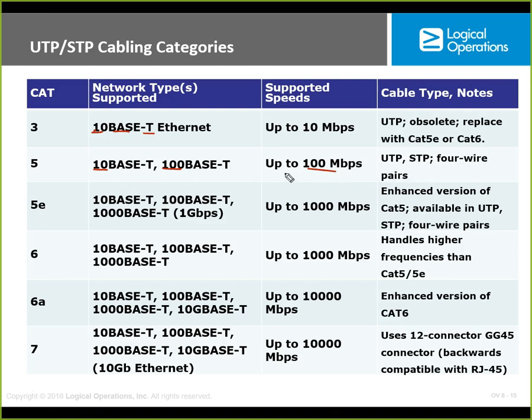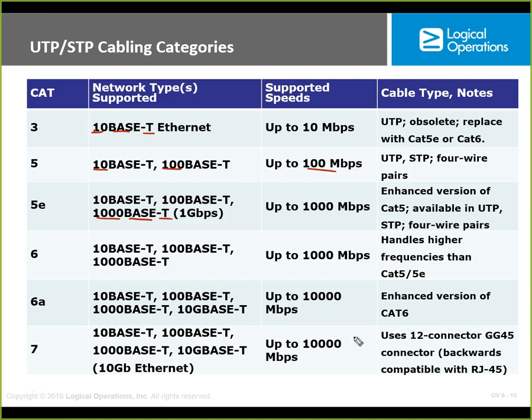UTP 4 wire pairs. So in these we use 4 of the 8 wires. 5E, 10 base T, 100 base T, 1000 base T, gigabit. 1000 megabits per second, 1 gigabit per second, baseband, twisted pair. Cat 5 is available in UTP, STP, 4 wire pairs. Cat 6, the same things, handles higher frequencies than Cat 5 and 5E. It's going to be more reliable, actually.